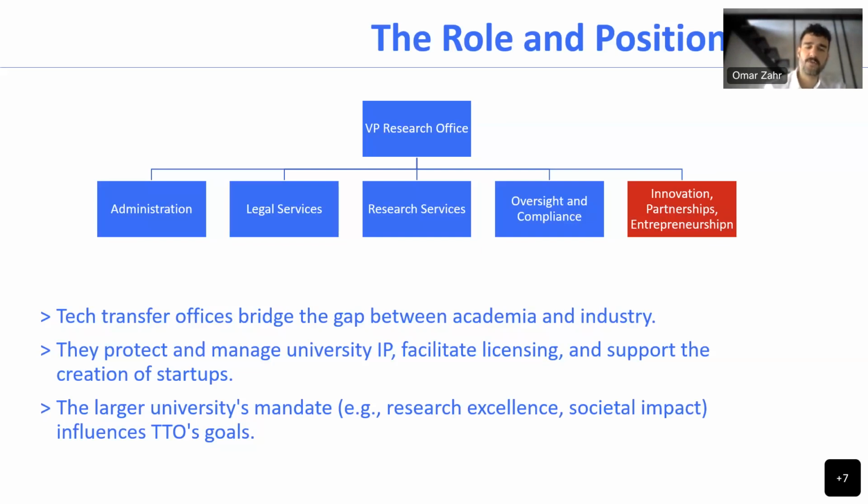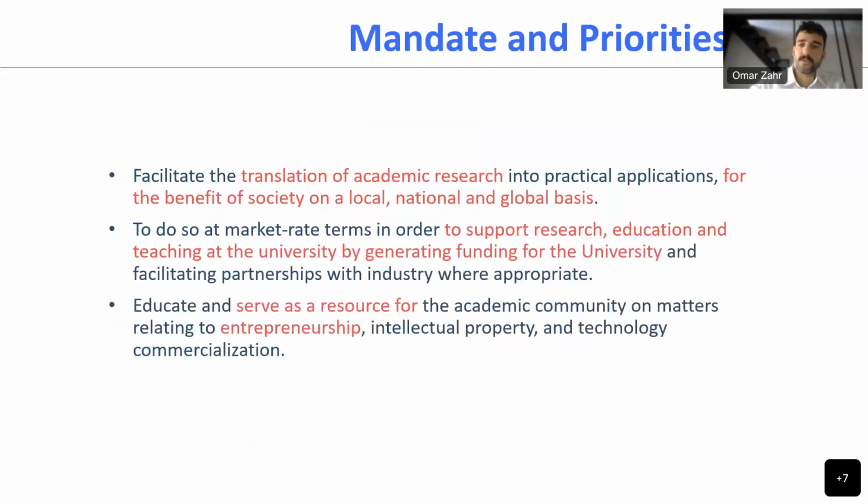And so you'll see many different configurations, but largely speaking, the point to remember here is that the technology transfer office exists mainly to support the primary mandates of a university. And this becomes important later when we talk about the fundamental tension between commercialization and academic pursuit. So let's talk about that mandate.